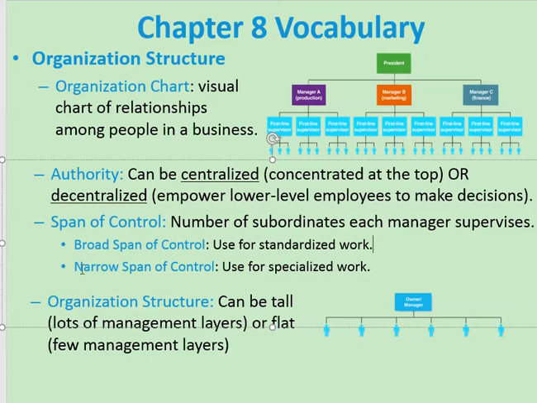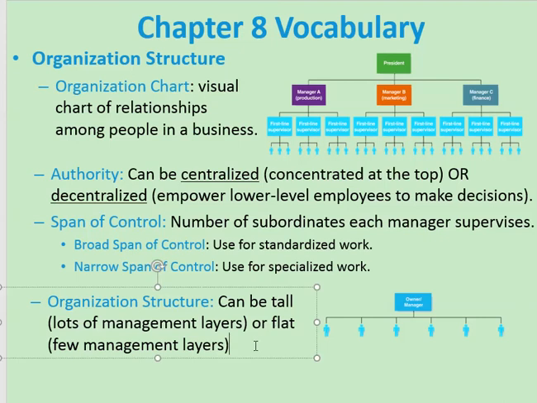And then narrow span of control, you use that for specialized work. So if you have engineers creating aircrafts, that's specialized, and you need a narrow span of control, which means you have one manager maybe only managing 4 or 5 people instead of 30 or 40. And your structure can be tall or flat. We typically see the flat organizational structure in the smaller businesses, right? So you might see the owner with his 6 or 7 employees, right? This might be the organization structure at a local Subway, where you have the owner, manager, and all of his employees.